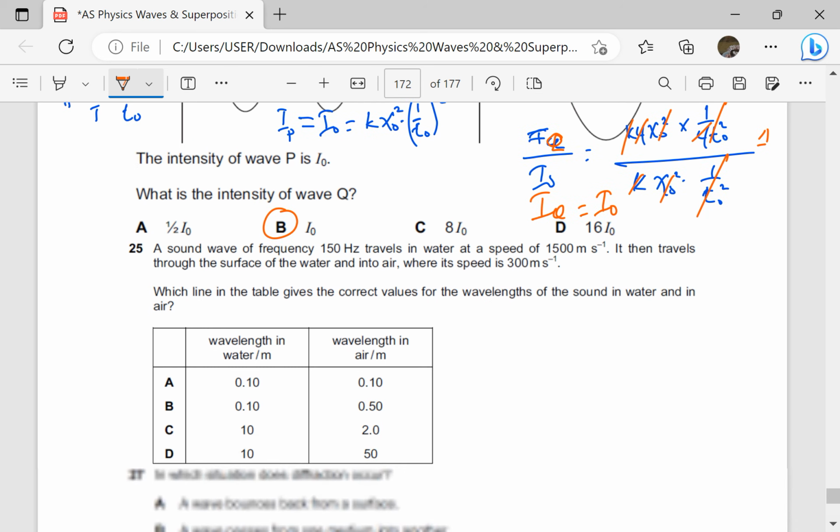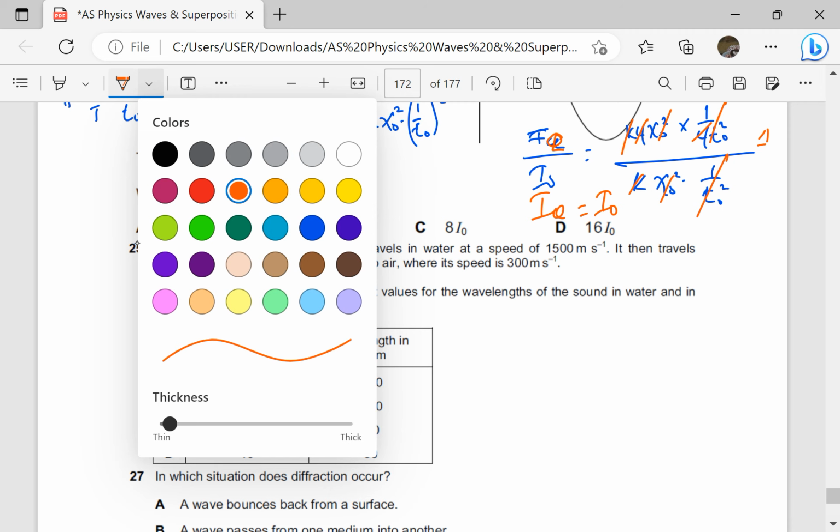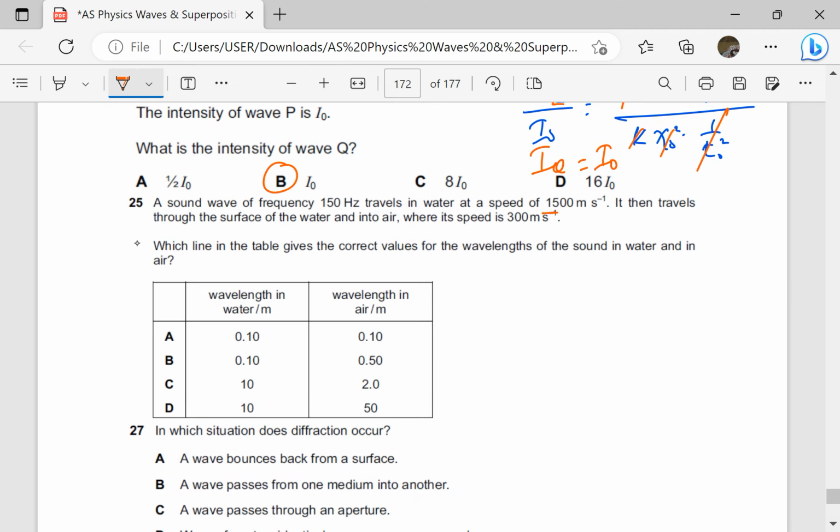A sound wave of frequency 150 Hz travels in water at a speed of 1,500 meters per second. It then travels through the surface of water and into air, where its speed is 300 meters per second. Which line in the table gives the correct values for the wavelength of the sound in water and in air?